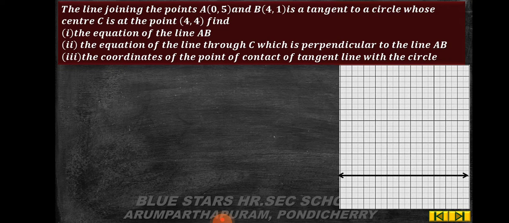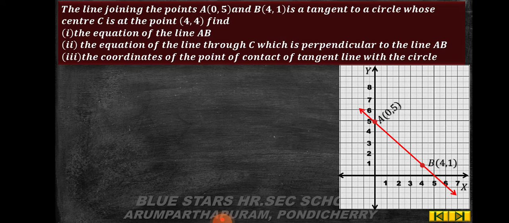So this is the diagram of the given question. Here you are taking the x-axis 1 to 7, and on the y-axis we just mark the points 1 to 8. So the point A is (0, 5). So 0 is the center point and 5 is on the y-axis. And B is (4, 1). So 4 is on the x-axis, 1 is on the y-axis. So B is (4, 1).